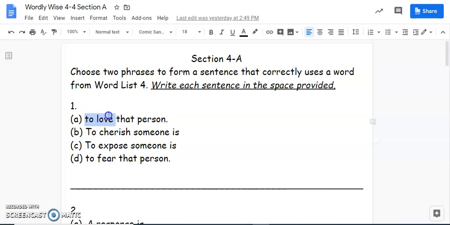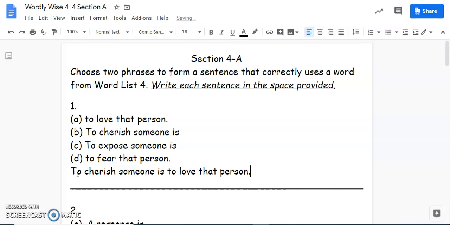Well, I do know that means to love that person. But let me check. Expose is another vocabulary word. Does that mean to love that person? No. Does it mean to fear that person? No. So we want to do cherish someone is to love that person. If you're doing it digitally, feel free to select the first portion. Well, actually, I don't want you to do that. I want you to click below D and actually say it and do it. No cutting and pasting. To cherish someone is to love that person, period.